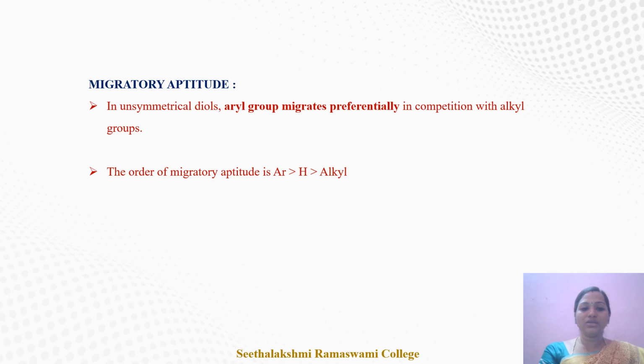Next, let us look into the migratory aptitude. In the case of unsymmetrical diols, aryl groups migrate preferentially in competition with the alkyl group. It is very difficult to predict the migratory aptitude in the case of pinacol-pinacolone rearrangement. But this is the general order of the migratory aptitude: aryl groups have a good migratory aptitude compared to hydrogen, and this is more compared to alkyl.